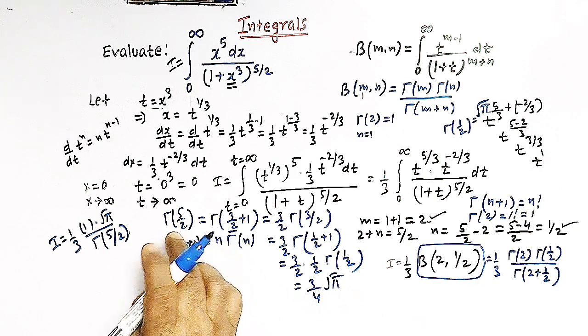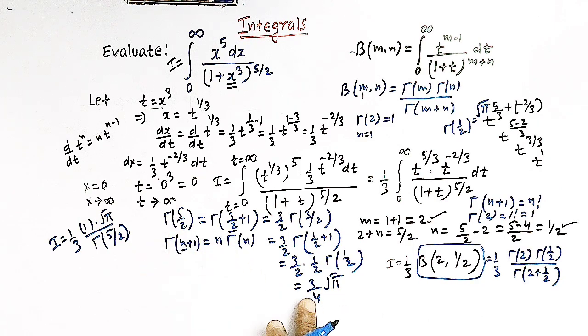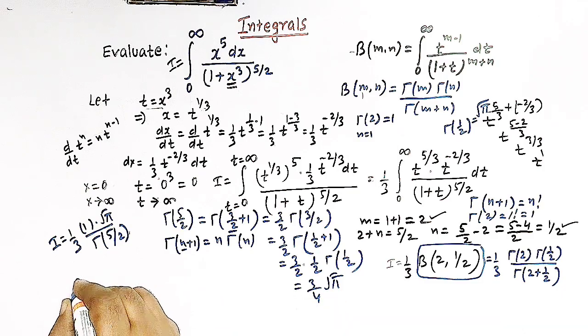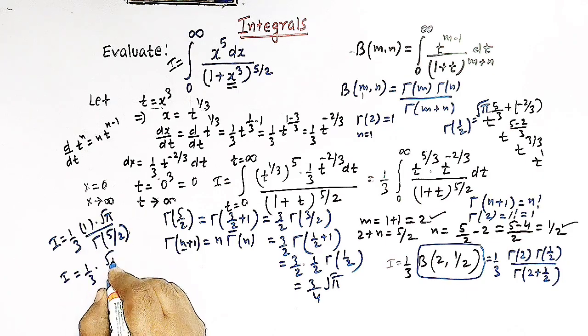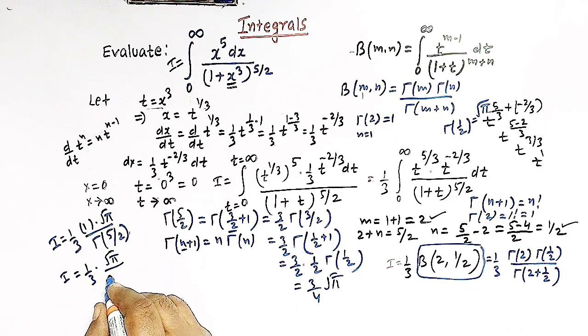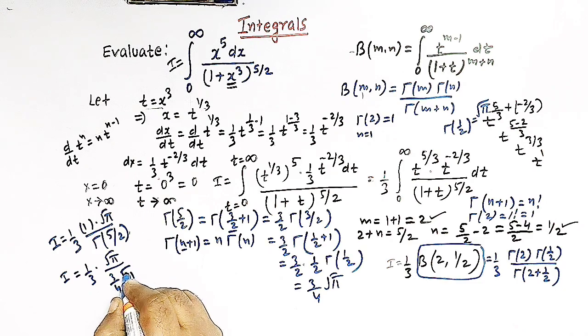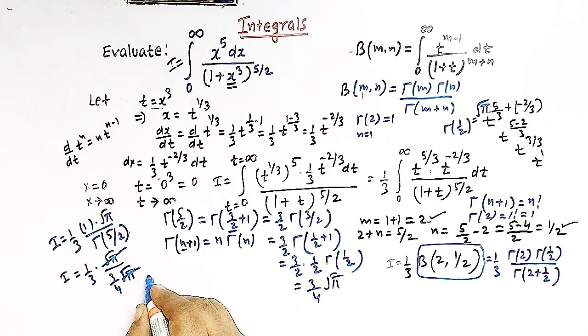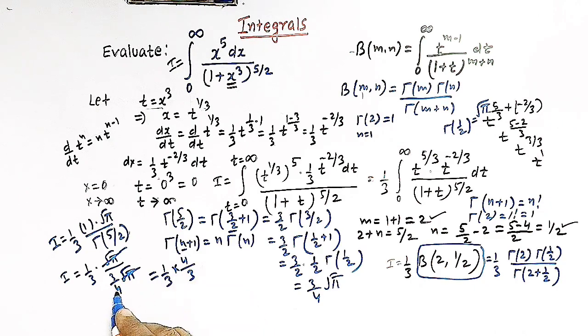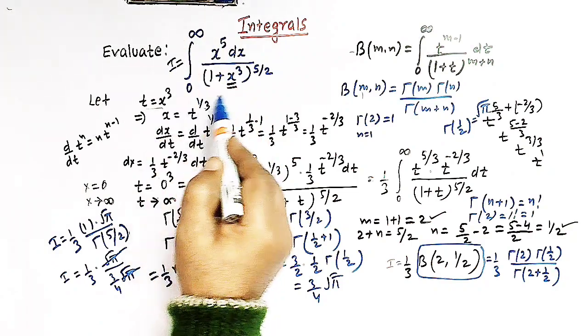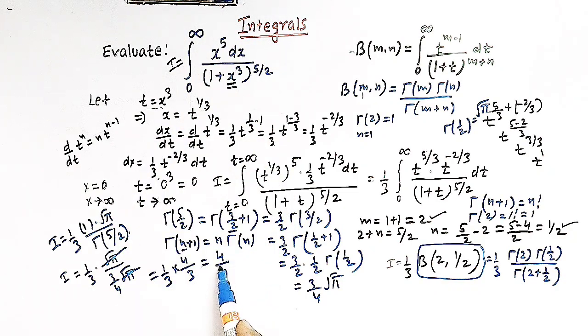So substituting the value of gamma 5 over 2 as 3 by 4 times square root of pi, we can now write the value of I as 1 over 3. This is root pi, and here we have 3 by 4 times square root of pi. So these two terms get cancelled and we have 1 over 3 times 4 over 3. So we'll take the reciprocal of 3 by 4. So here we have 4 over 9. So viewers, the value of this integral is equal to 4 divided by 9.